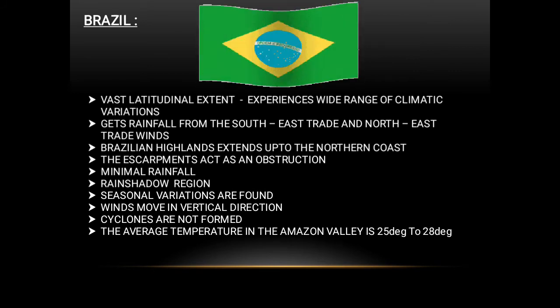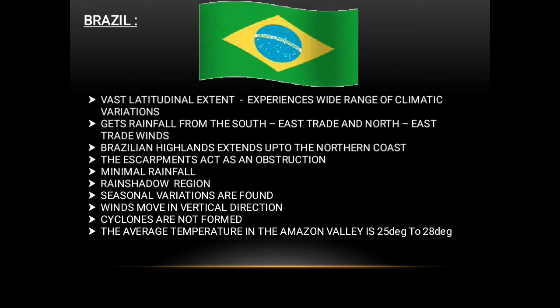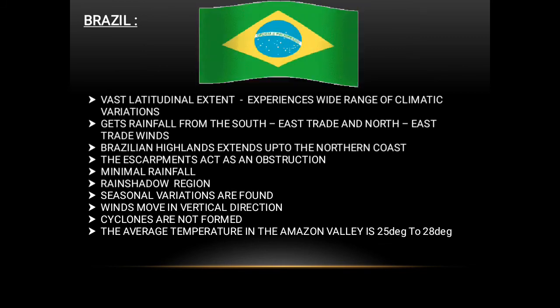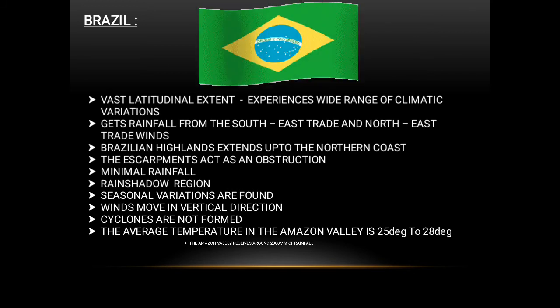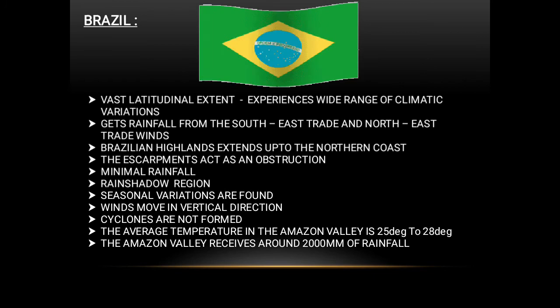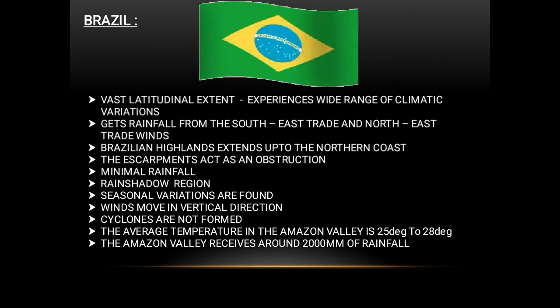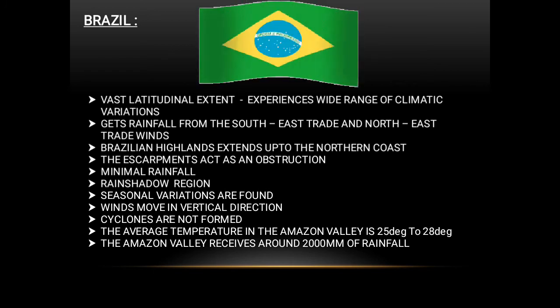Most of this country lies in the tropical zone. The equator passes through the northern part of the country. The temperature is higher in this region. The average temperature in the Amazon Valley is 25 to 28 degrees Celsius. The climate is cooler in the highlands. Because of the proximity, that is, the nearness to the sea, the coast experiences a mild and humid climate. The Amazon Valley receives around 2000 millimeters of rainfall, while the northeastern coast receives 1000 to 1200 millimeters.